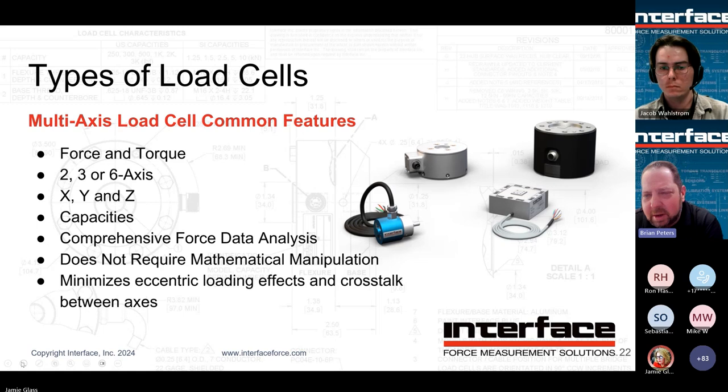And again, these can come in 2-axis, 3-axis, axial torque, axial bending, axial shear, and we'll dive into some of the flexure differences, for example, from a design standpoint, to accommodate some of the different force measurement needs here.